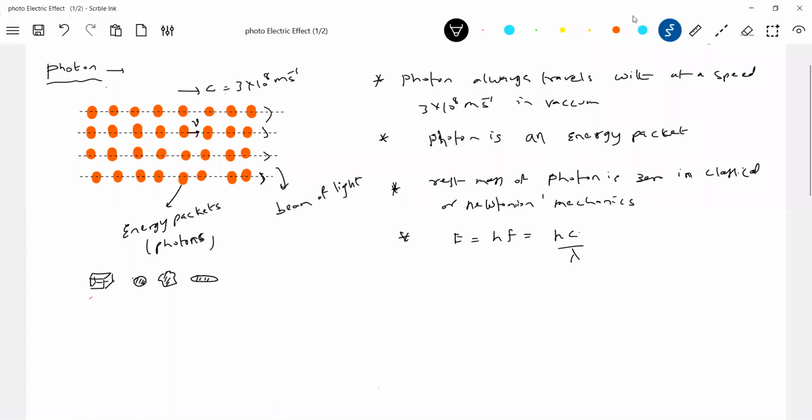This one is like a particle nature, so it reflects some sort of energy packet. This one will reflect the wave nature of light. Just as we define the energy of light, in a similar way we are defining the energy of photon here.